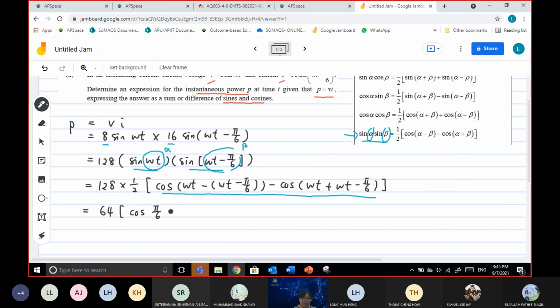Then for the second part, this is a bracket: cos of ωt plus ωt is 2ωt, then minus pi over 6. That's the answer. If you can give this answer, you get the full marks already. Is that okay?